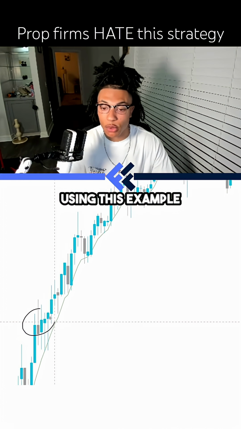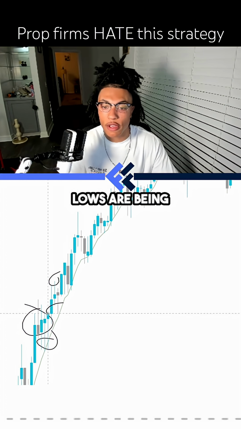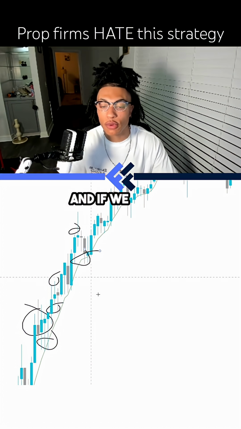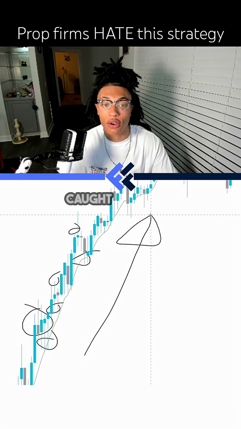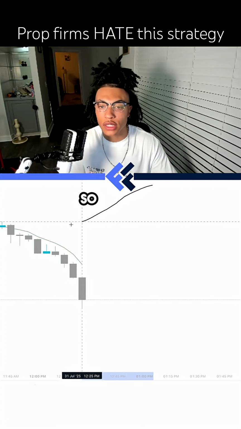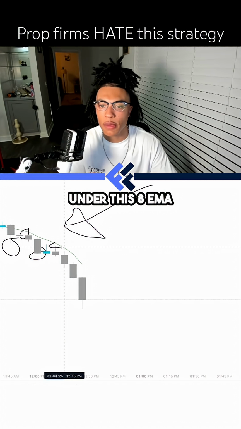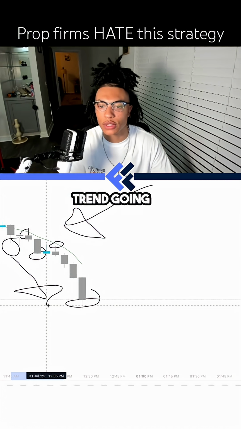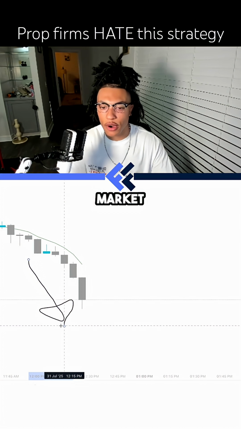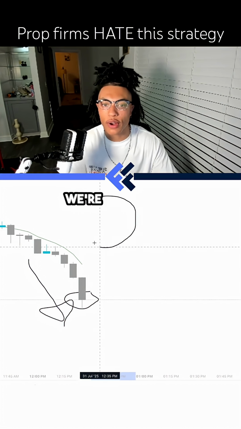Now, using this example, we see that higher highs and higher lows are being formed over this 8 EMA. And if we got in at any point in the market, we would have caught a massive move to the upside. Okay, so let's take a look at this example. We have lower highs and lower lows being formed under this 8 EMA, which signals a strong bearish trend going to the downside. And since we know the trend of the market and we see that price is located right here, we're now ready for step 2.